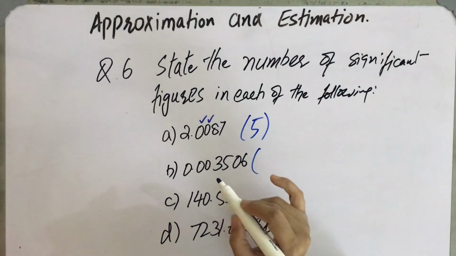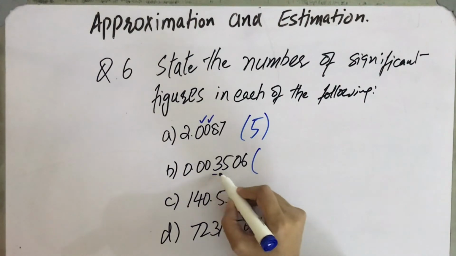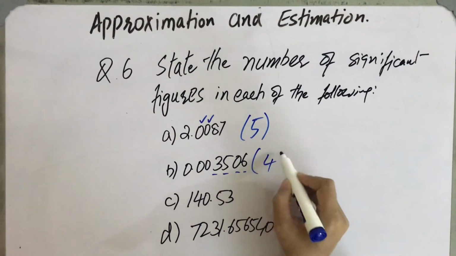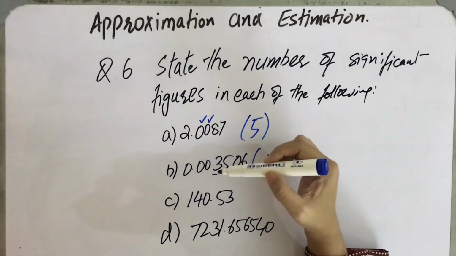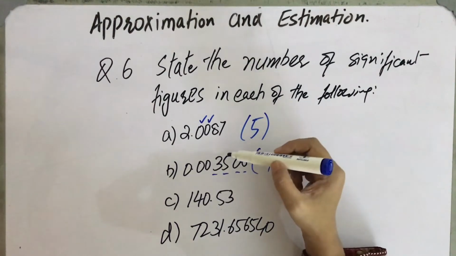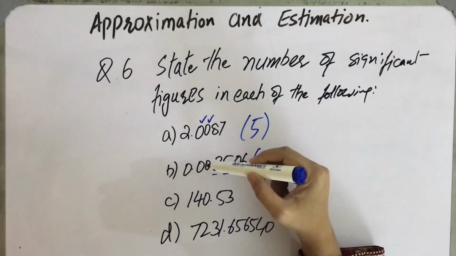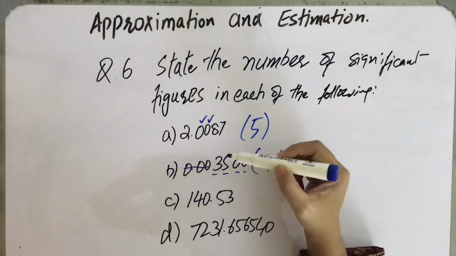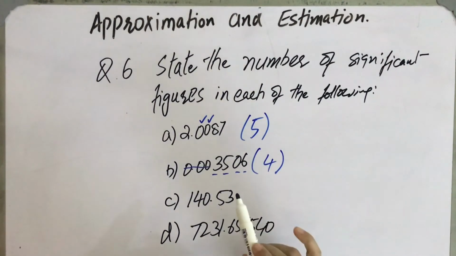The zeros at the start of the numbers are not significant. So in this number we have a total of 4 significant figures. I repeat, the second rule is that the starting zeros, or the zeros before any non-zero numbers, are not significant. So this 0.00 is not significant. The total number of significant figures in this figure is 1, 2, 3, 4.